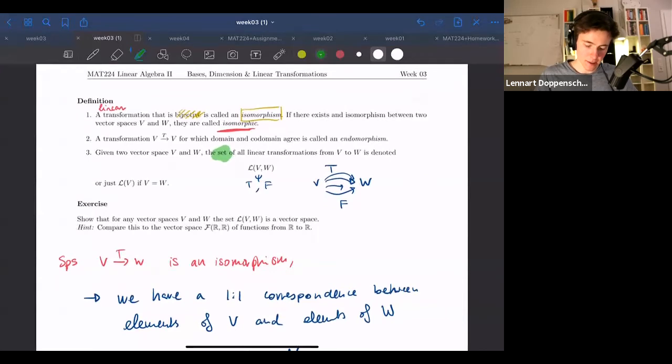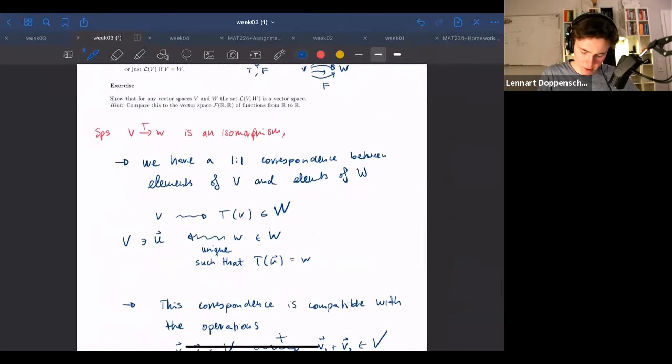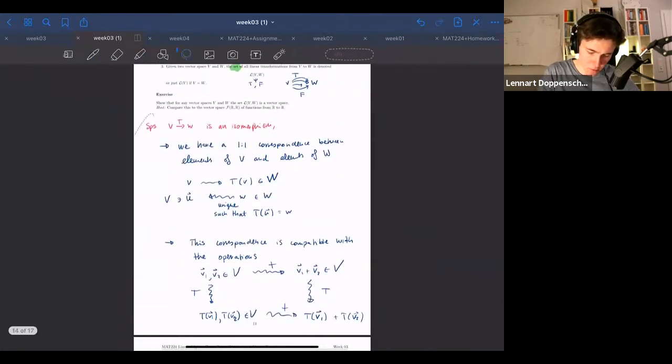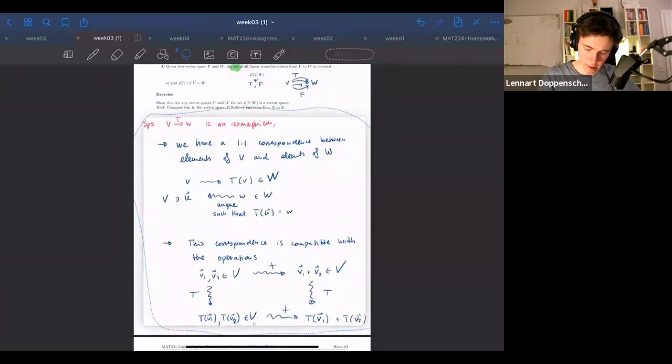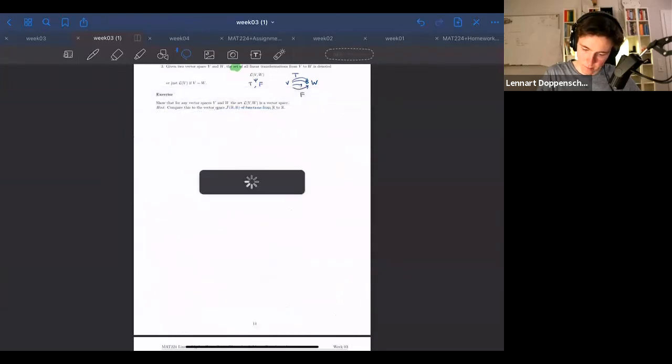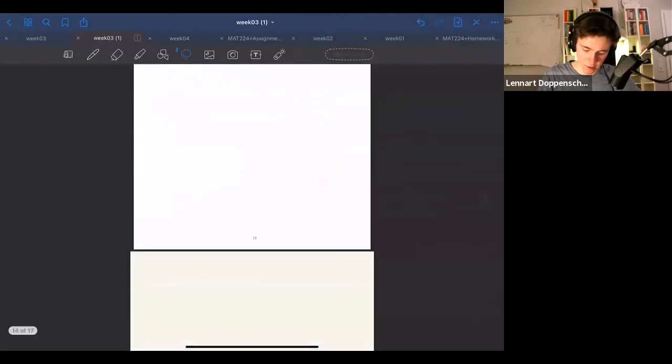But now the exercise, which I'm probably not going to make you do right now, but you can look at later: the set of all transformations between two fixed vector spaces is a vector space itself. As a hint, this is very similar to how we define a vector space structure on the set of functions. I should maybe move this somewhere else. Let me cut this out and create a new page for this.